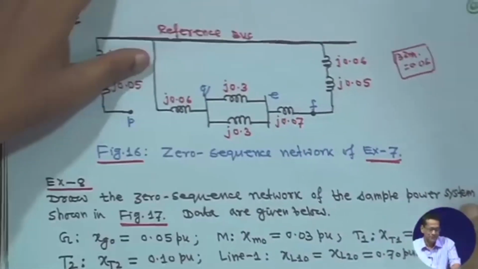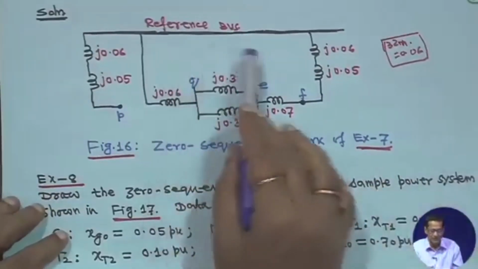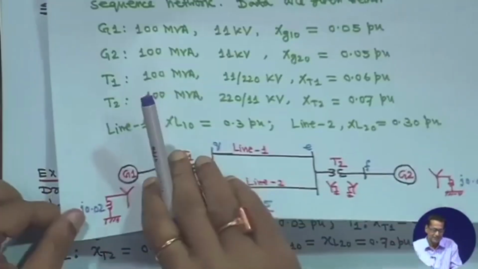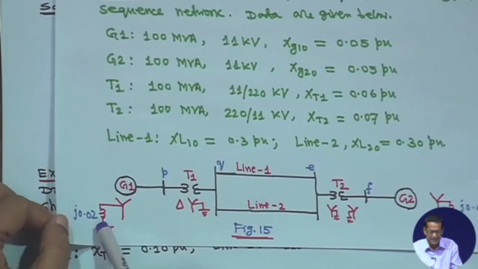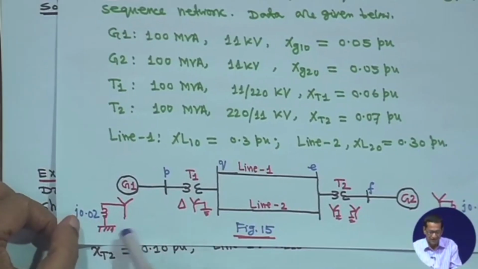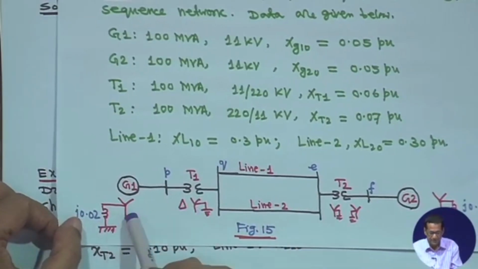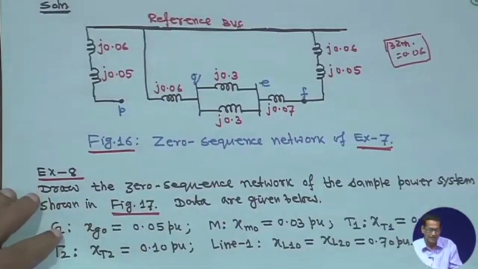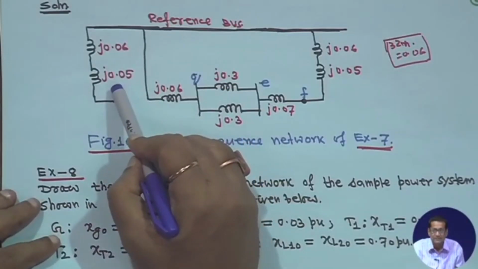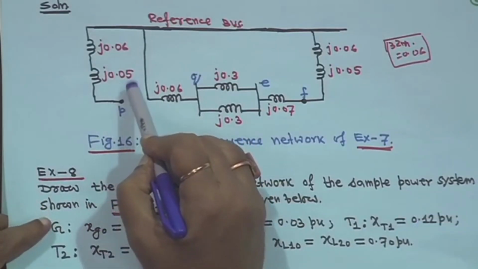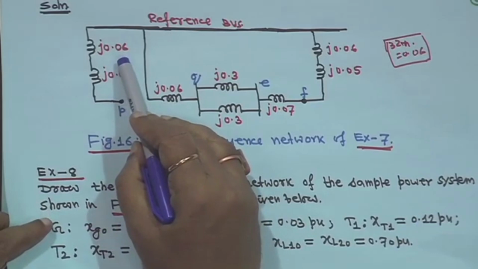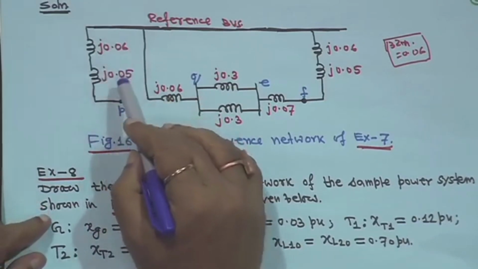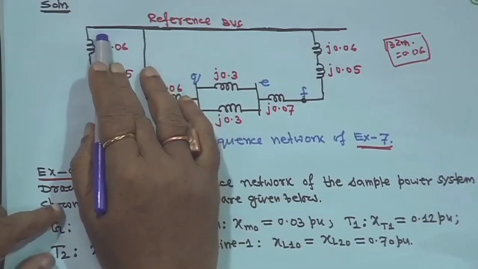So, this is your reference bus. The generator is j0.02, so 3Zn means j0.06. Isolation is there because the generator is star grounded but the transformer is delta, so connectivity will be there. This is given as j0.05, and this is 3Zn: 0.02 is given, multiplied by 3. There is an isolation, but as the star is grounded for the generator, you have to connect it to the reference bus.